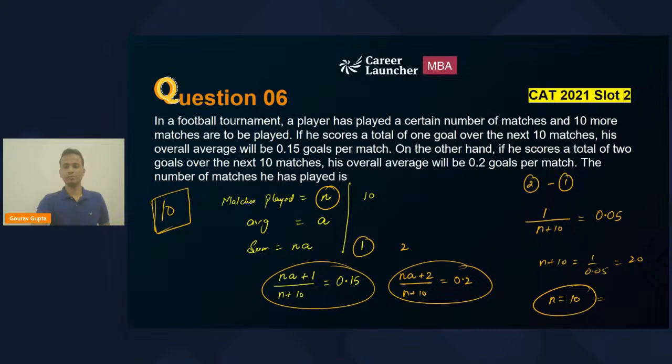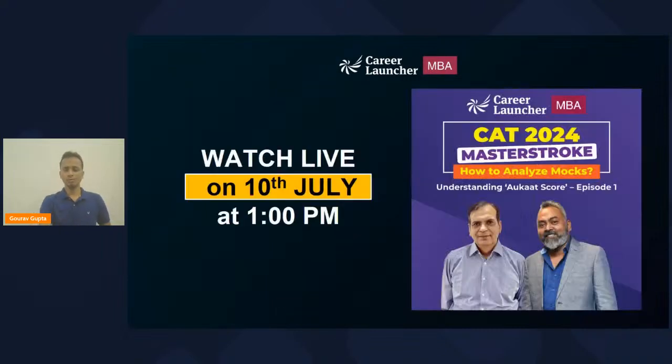All right. So friends, that was the last question for the day. Now, I'll repeat this particular thing for those students who are not present in the middle of the session. So, CAT 2024 Master Stroke, how to analyze mock papers. This live session will be taken by GP and Jijo on 10th of July at 1 p.m. Those who are struggling with a stagnant score in their mock papers or in a particular section, each and every student should attend this session, because the mentors will explain how to properly analyze your mock scores so that you can increase the scores in every mock.